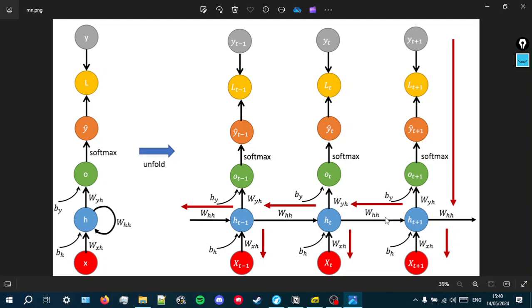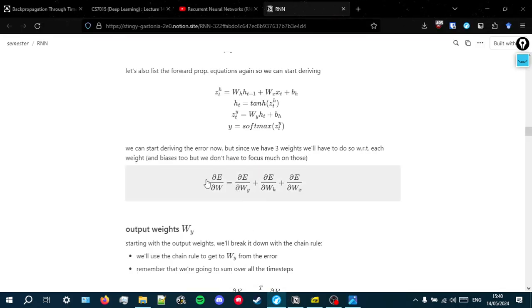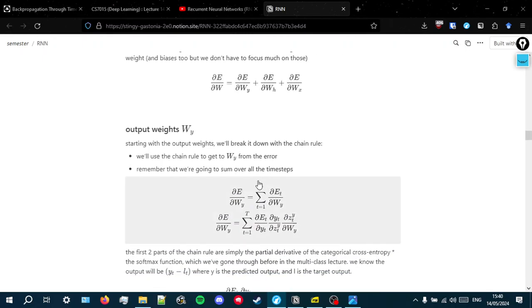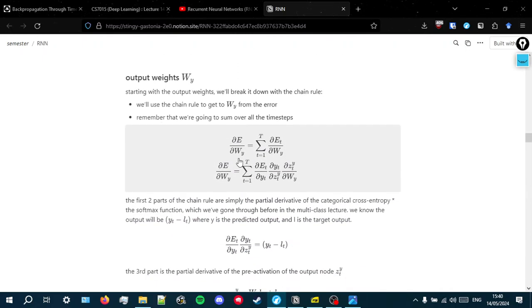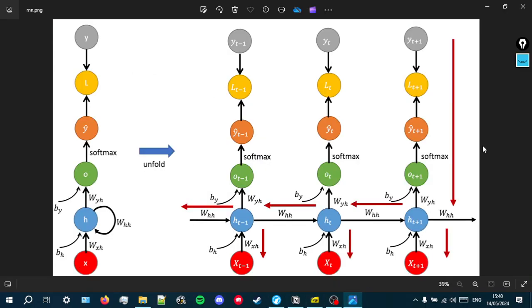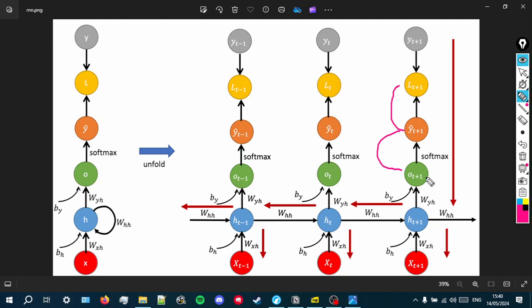And just illustrating that, we'll work in the same way where we are trying to break it down with the chain rule. So here's our summation of the errors, and we're going to break it down one by one. So starting with the output weights, we're going to start breaking down the chain rule of the output weight. Just illustrating that on the diagram itself, here's our error. We're going to connect the error to the output itself, the activation of the output, and then the output to the pre-activation of the output, and then the pre-activation to WY that we want. So there will be just three steps in this chain rule.